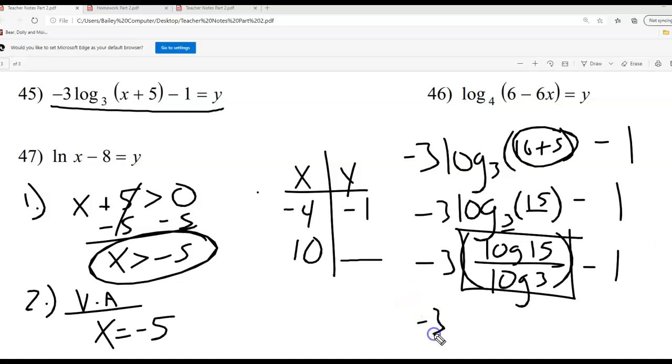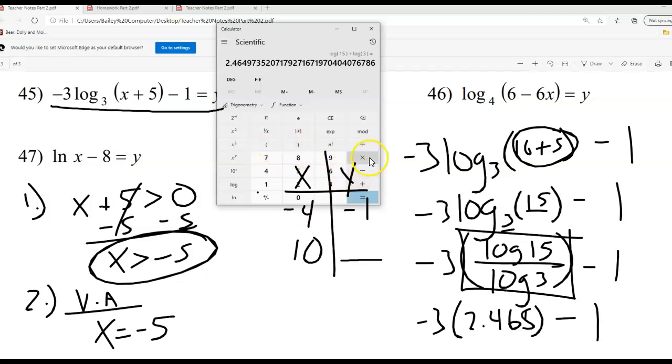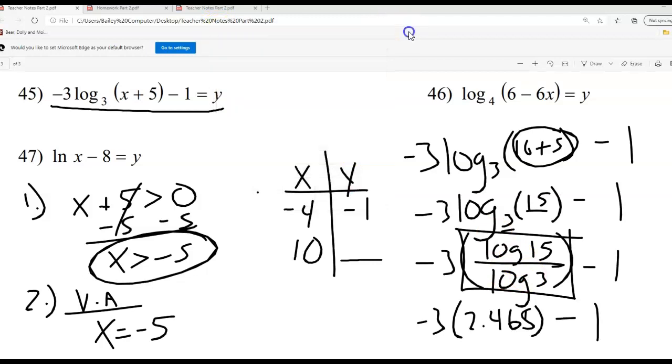So now I've got -3 times 2.465. And we're just going to keep working on our calculator at this point because that's a weird number. So times -3, minus 1. So it's -8.395. Now for your final answer, go ahead and round that one to the tenth. So I'm just going to say it's -8.4.